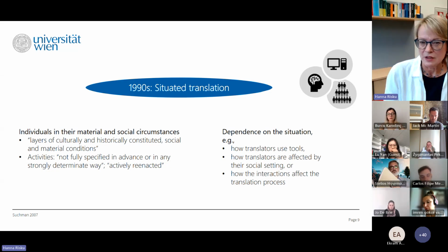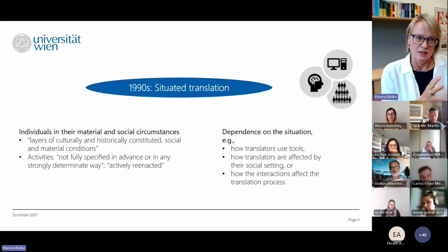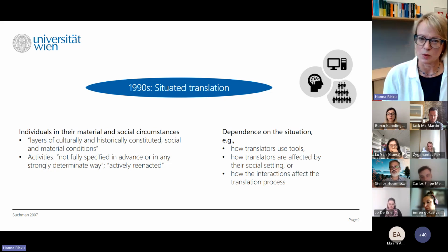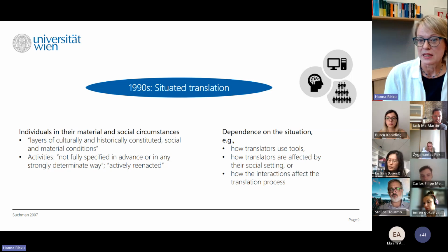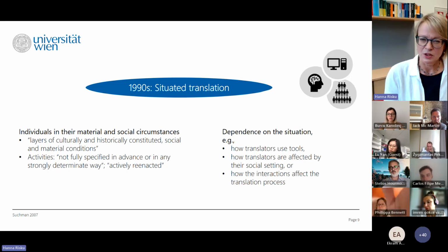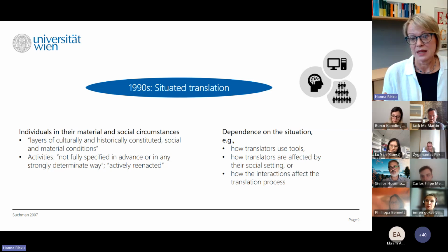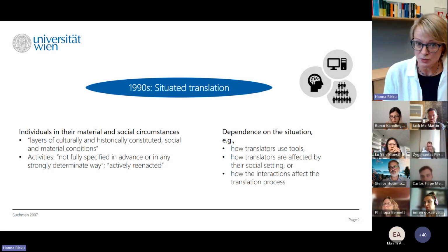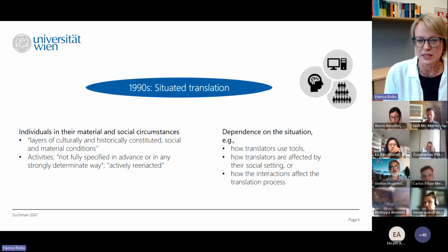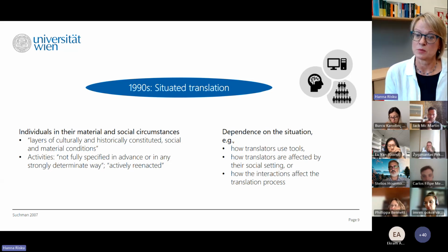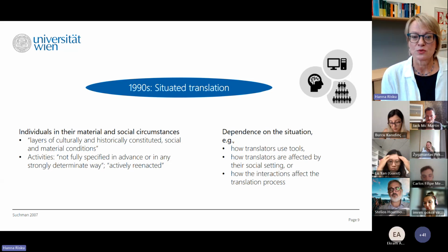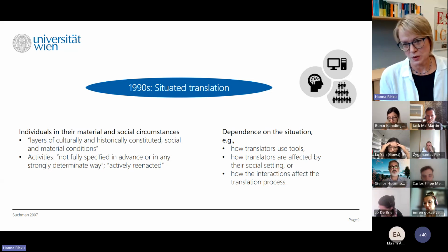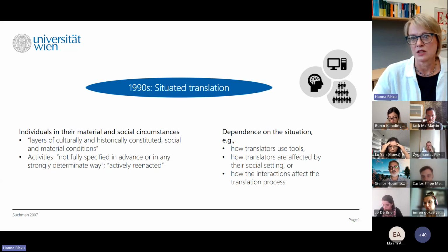So studies relying on situatedness, this is the second approach that I'm talking about today, do look at translation from the perspective of individuals, but always and equally importantly, they look at how the material and social environment contributes to or influences translation. One would, for example, look at how translators use certain tools, how translators are affected by their social setting, or how the resources available or social interactions in the situation affect the translation process.